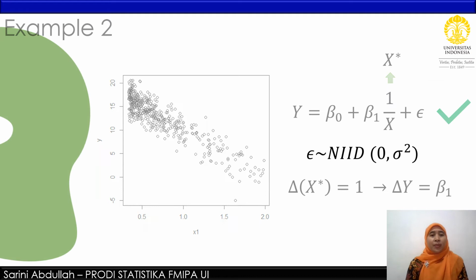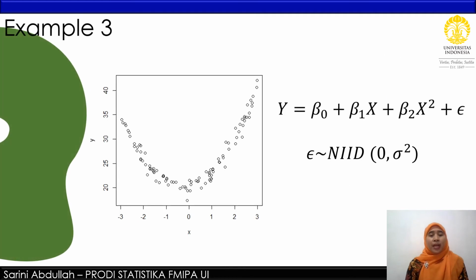Now we look at our third example. It is really clear here that there is a quadratic relationship between x and y. So it's okay if we propose a quadratic model here. And again, we can say that this is a linear model. Why is it called linear? I will explain it in another session, especially for higher order term models.